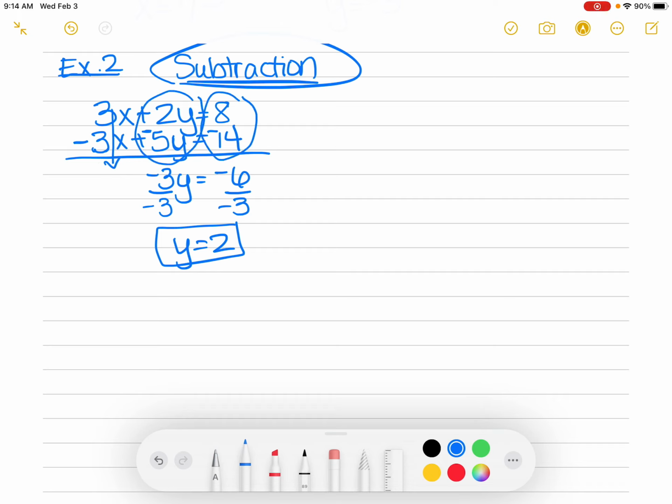What's 8 minus 14? Or put it into your calculator. But remember, you're subtracting everything. You don't just subtract the first part, you're subtracting everything.